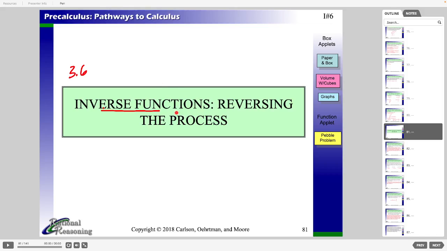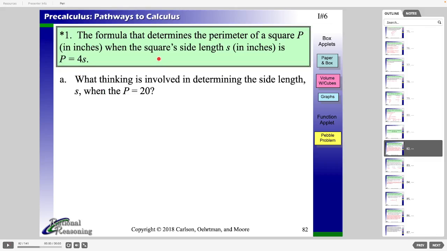So the inputs and the outputs switch places. So notice I go from home to school. The input is home, the output is school. On the return journey it is the opposite. Input is school, output is home. Okay, so we're going to look at various inverse functions.